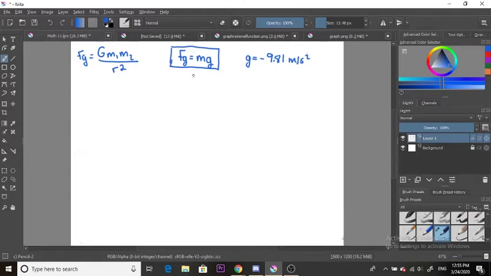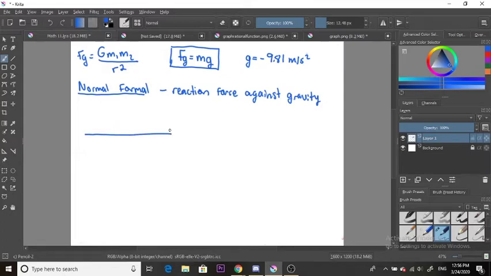Now today, I want to talk to you about the next force, which is called the normal force. Now, the normal force is actually a reaction force. It's a reaction against gravity. Now, this normal force requires there to be a surface. So let's say we had the ground and we had a person standing on the ground.